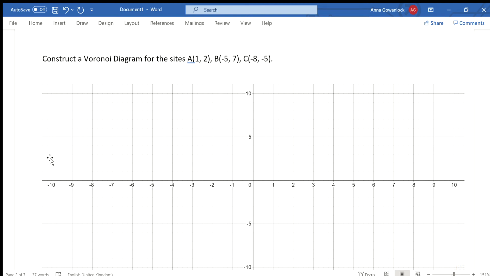So now let's look at how we can do this with 3 sites. So just like before, we start by plotting each of the sites. So we have 1, 2, and that's A. Then we have -5, 7, which is B, and -8, -5. So -8, -5, and that one's C.